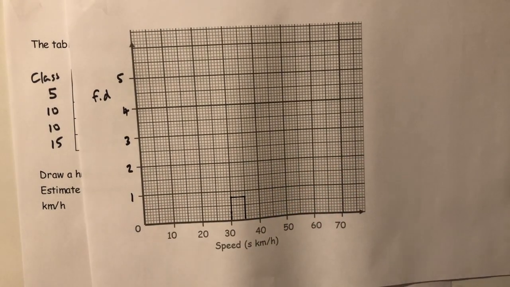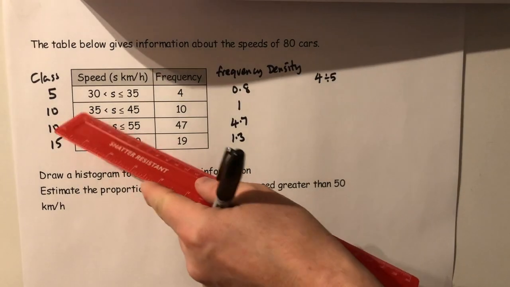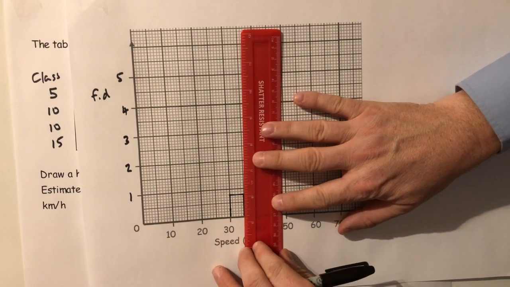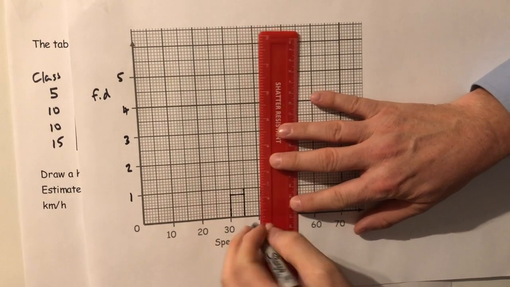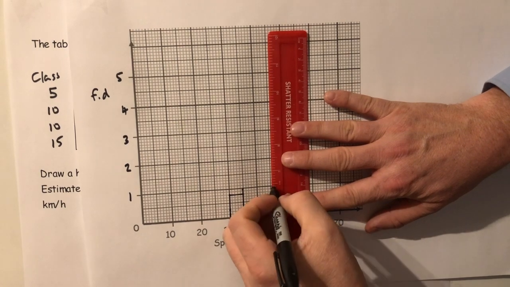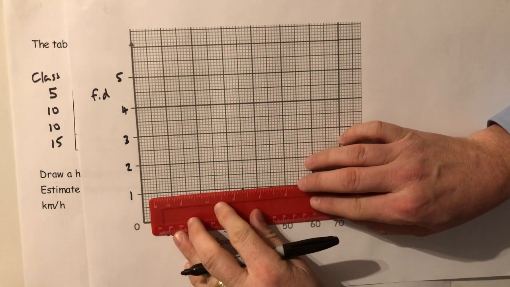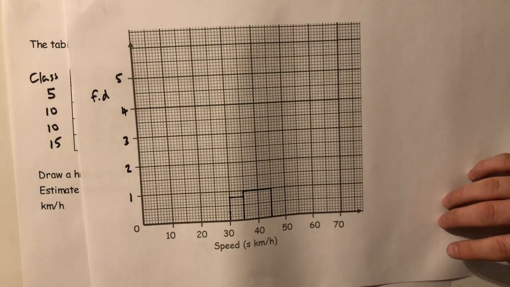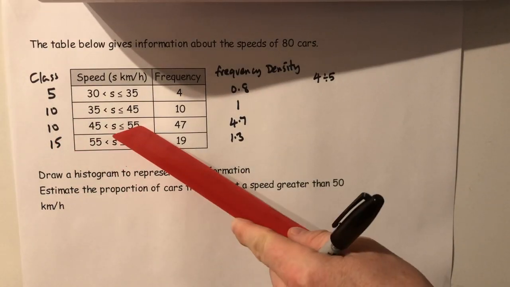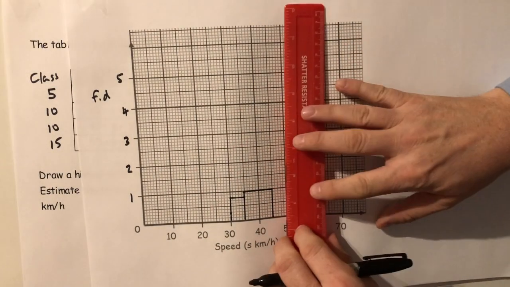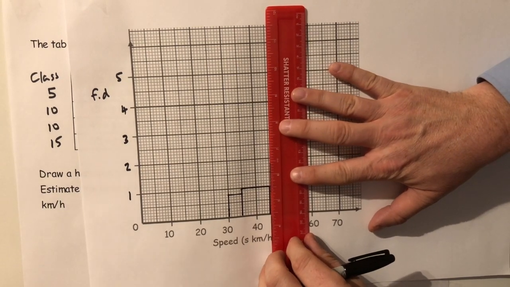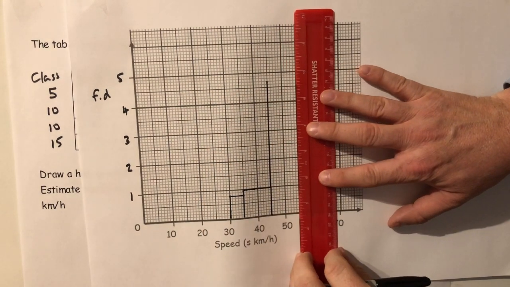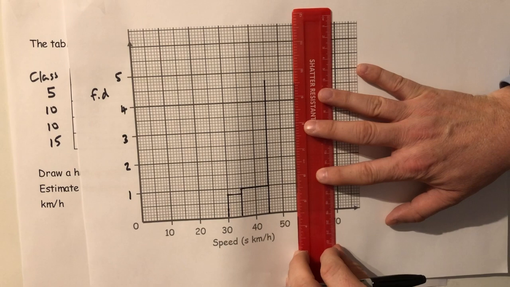35 is there. So that's the first bar. The second one goes from 35 to 45 and goes up to 1. So from 35 to 45 up to 1, just slightly higher. That goes across to 45, and that's up to 1. The next one goes from the 45 to 55, and that's the one that goes up to 4.7. So from the 45 we go up to 4.7, which is up there, and that goes across to 55, so across there.